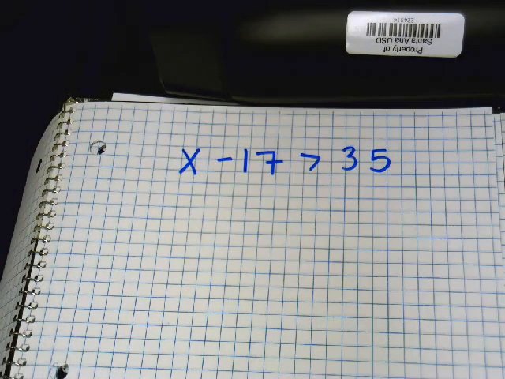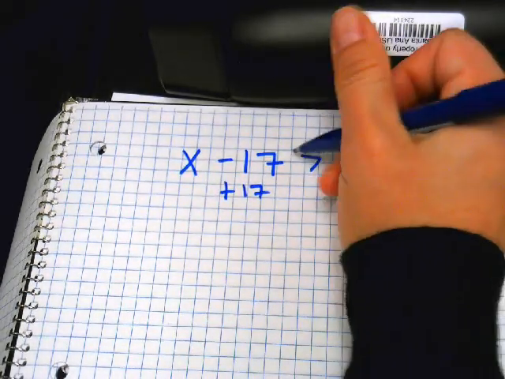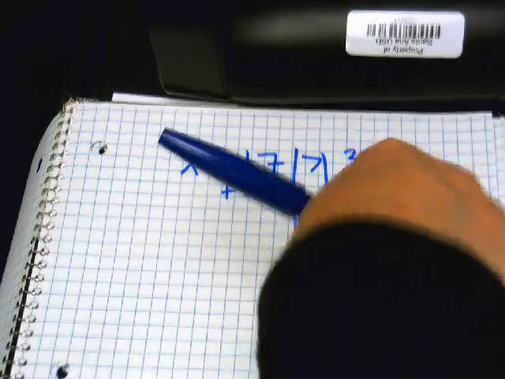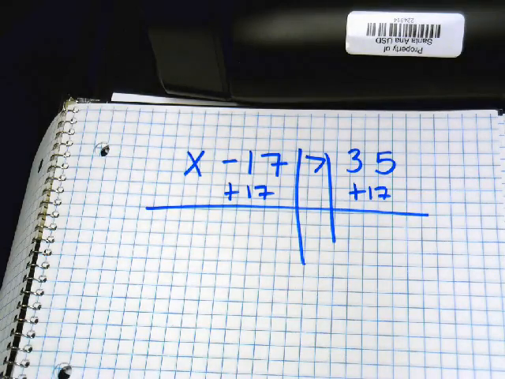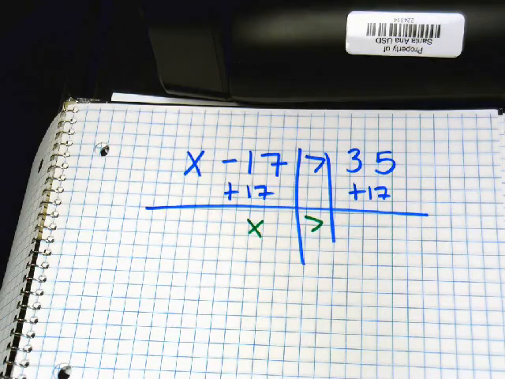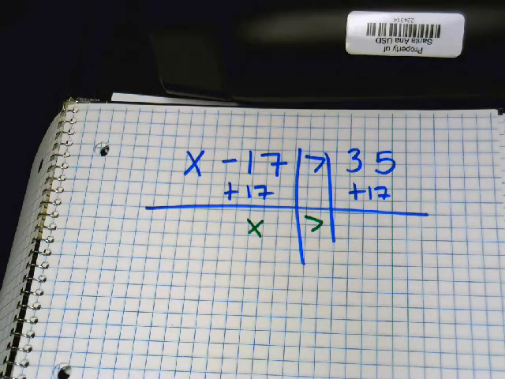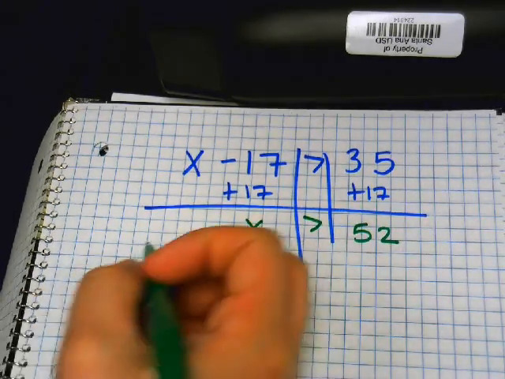So we start off with x minus 17. So what's the opposite of minus 17? Plus 17, plus 17. Whatever you do to one side, you have to do to the other side, which I'm sure your 6th grade teacher told you. X is greater than, what's 35 plus 17? Good. 52. Let's graph it.